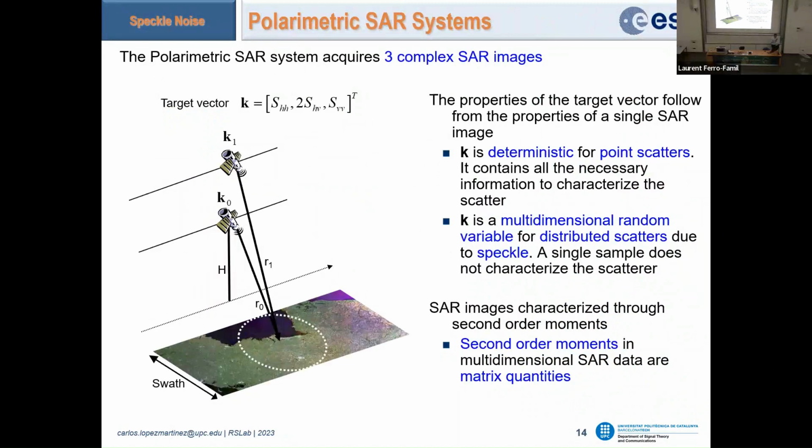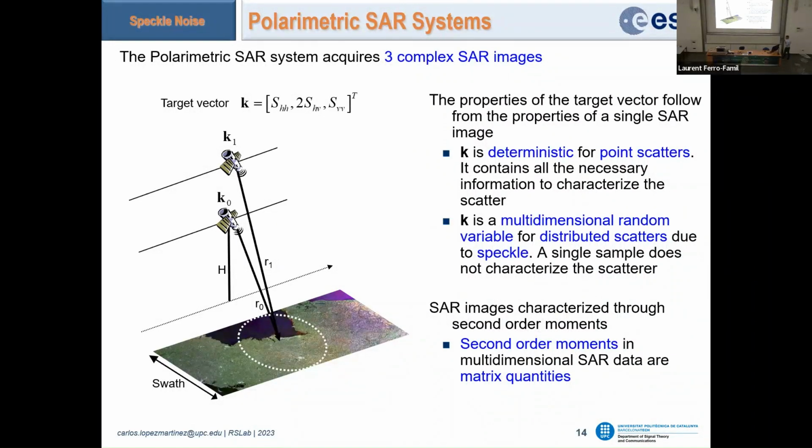So we have covered the statistics, the physical explanation of speckle for a single SAR image. What happens with polarimetry? As Laurent explained before, in polarimetry our system doesn't take one image, but a collection of SAR images, playing with the polarization at transmission or reception. Basically, you measure the scattering matrix. You can vectorize the scattering matrix in the vector case, so here you have HH, HV, VV. So which are the properties of this target vector?